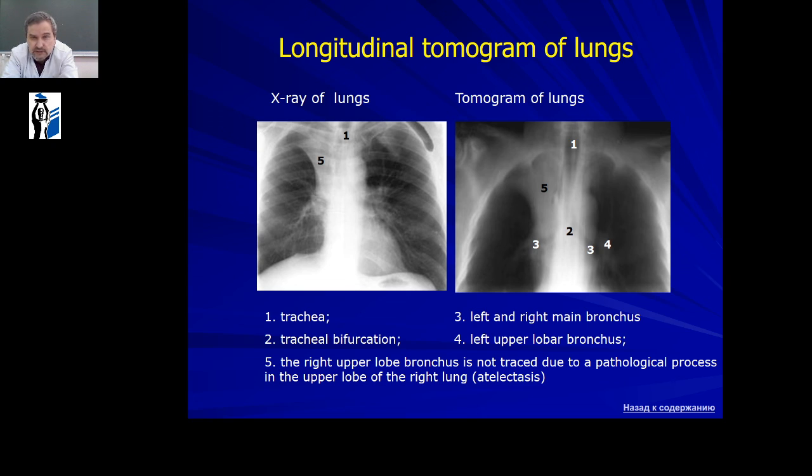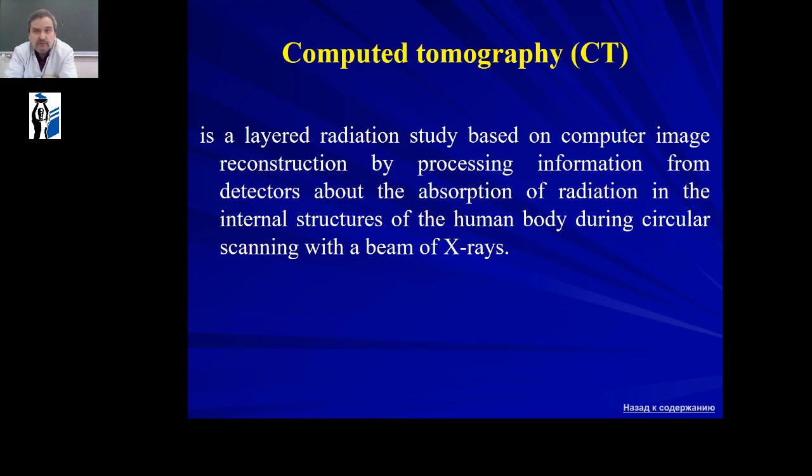And longitudinal or linear tomogram lets doctors see in detail pathology of right upper lobe. Linear tomogram is a previous stage of the next very important X-ray technology, computed tomography.